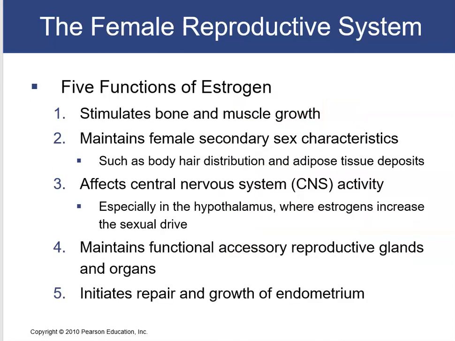There are 5 main functions of estrogen. One is to stimulate bone and muscle growth. Estrogen also maintains the female's secondary sex characteristics. This includes body hair distribution and adipose deposits that create the typical female physique. Estrogen affects central nervous system activity, especially in the hypothalamus, where estrogens will increase the sexual drive. Estrogen helps to maintain the functional accessory reproductive glands and organs, and it initiates the repair and growth of the endometrium.